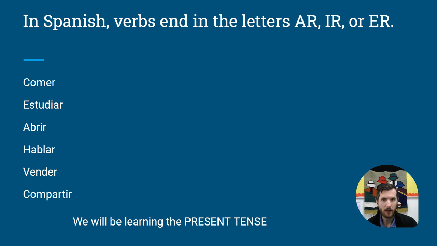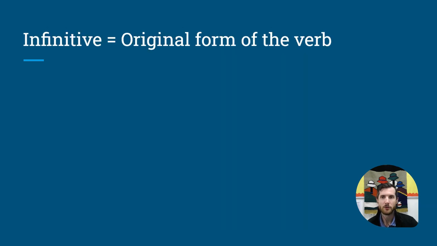So comer, you probably know, means to eat. If I want to use that in the present tense, you're basically saying I eat. You can technically kind of also say, oh, I am eating. But we'll be saying things like I eat, you eat, he eats, we eat, they eat. Estudiar means to study. So you'll be able to say a sentence like, I study, you study, he studies, etc. So we're just using the present tense, nothing fancy like saying, yesterday I studied, or I would like to study. No, just simple present tense gives you a good foundation for Spanish.